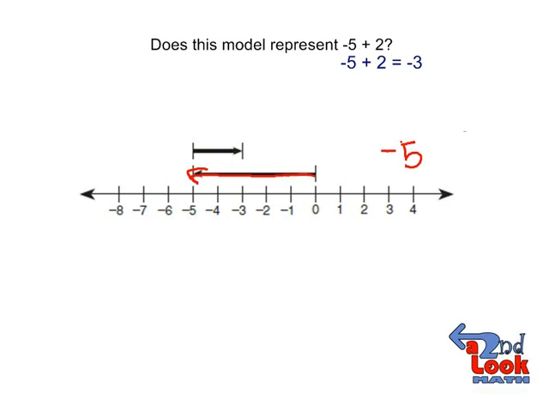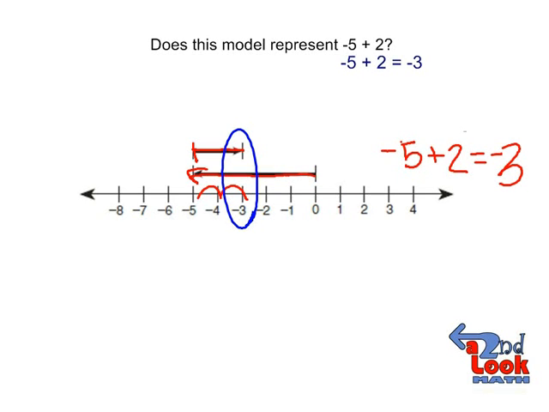And then we're going to take that 5 and we're going to go from there up 1, 2. We're ending here at a negative 3. So I'm thinking about negative 5, combining that with 2 equals a negative 3. Ooh, that's kind of a yucky negative 3, but you get the idea. And that actually does look like it works.